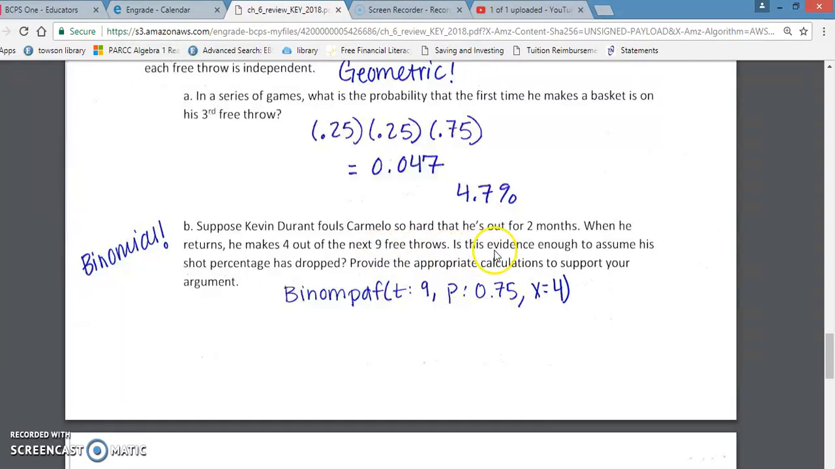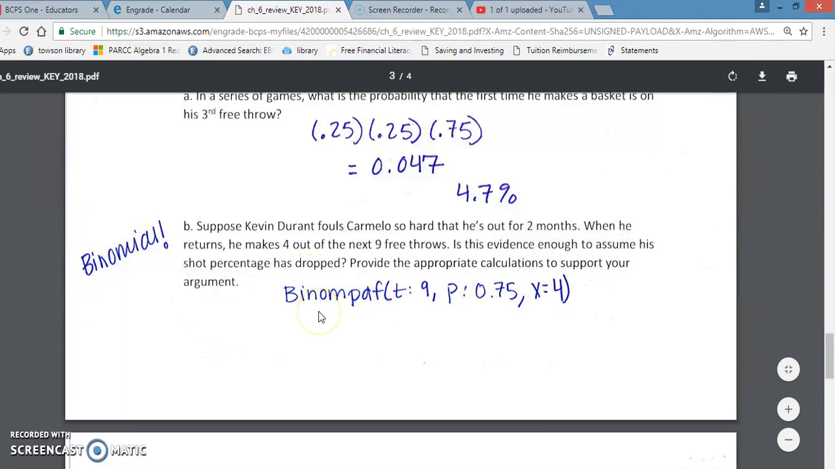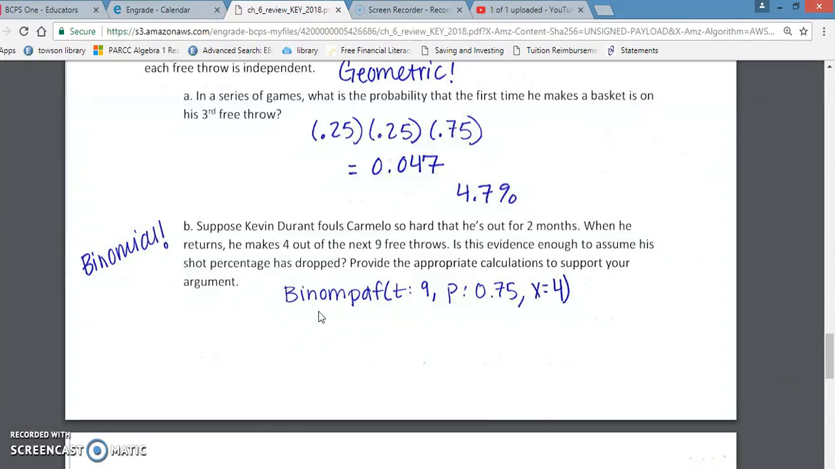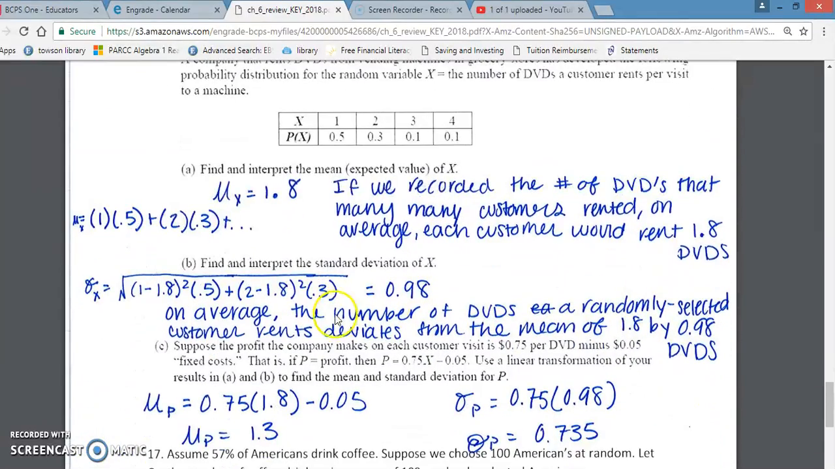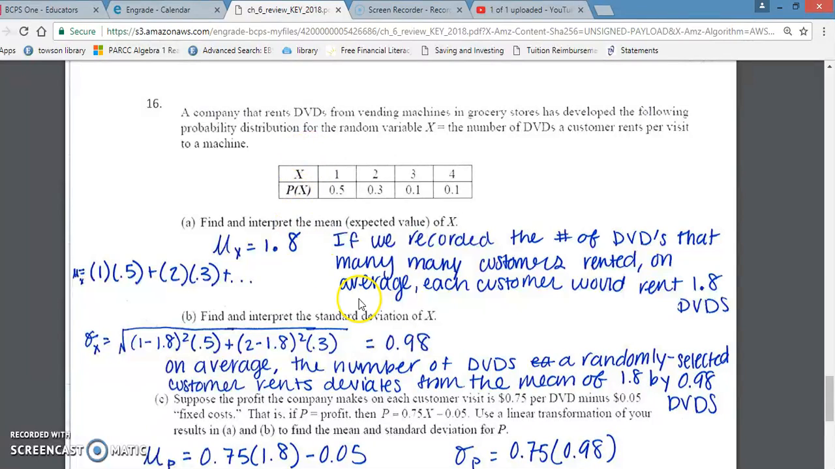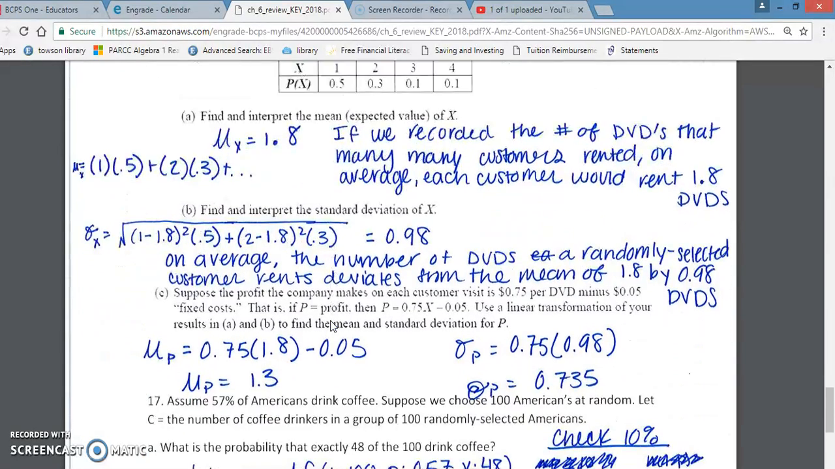So I was trying to see if this was enough evidence. Looks like I did not finish the problem. So what I would like for you to do is type that in, find the probability, and if it's very small, see how that determines your answer. Evidence to assume his percentage has dropped. If it's a large probability, maybe it's not enough evidence to see if his shot percentage has dropped. So let me know if you have questions with that one as well. All right, 16, I think I changed the question. I don't have the original sitting with me at home, so if you have questions on the new 16, just come see me before school.